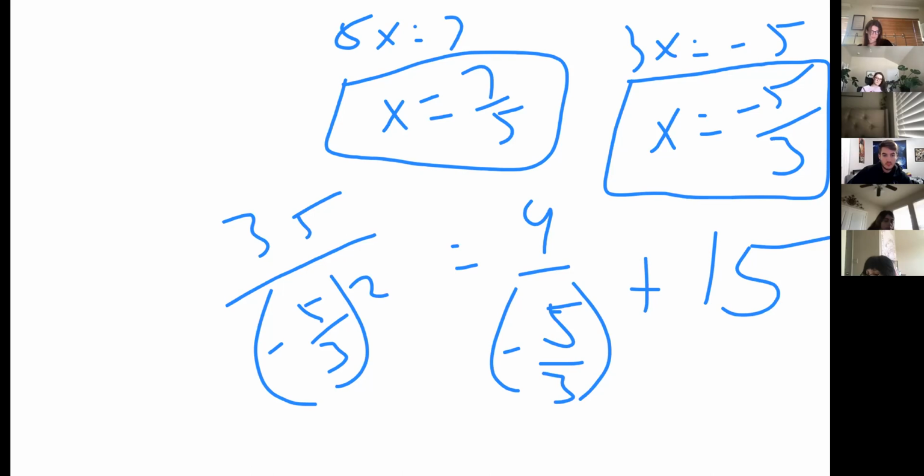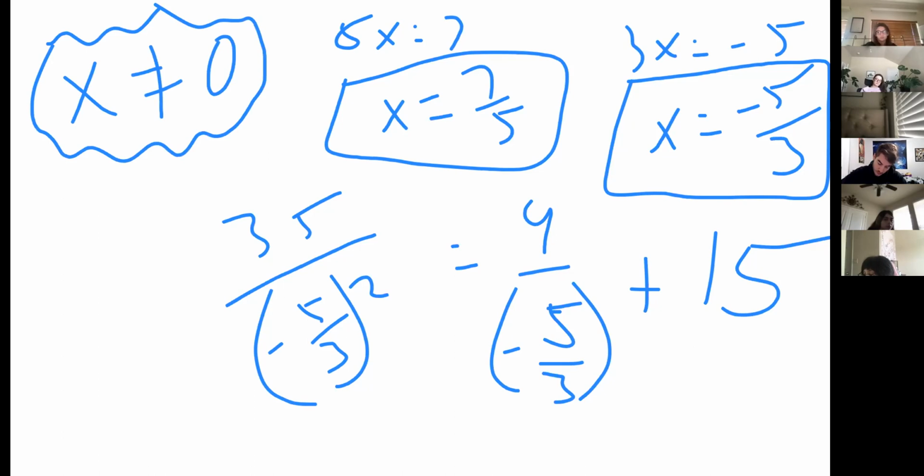What were my domain restrictions if I look at the original problem? What can my x not be? 0. Because we have 1 over x squared and 1 over x, right? Both of those are giving us x cannot be 0. So as long as it's not 0, these probably should be valid solutions. Throwing it back in and checking it definitely makes sure it matches up and is the correct solution. But as long as you're not getting something that is 0, it shouldn't give you the 0 in the denominator, right? And give you the undefined stuff.